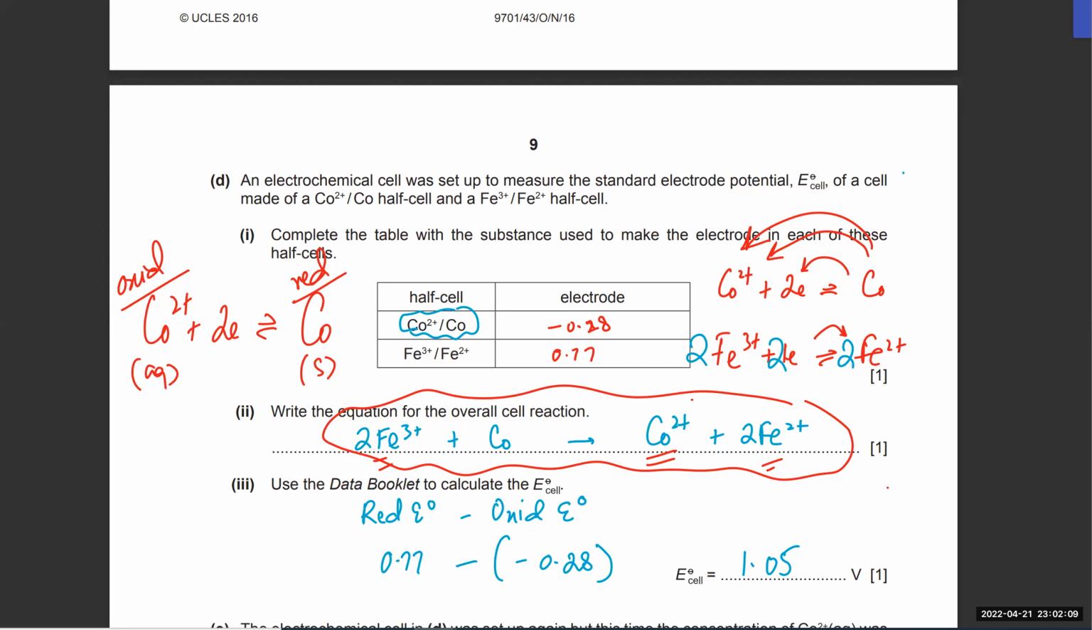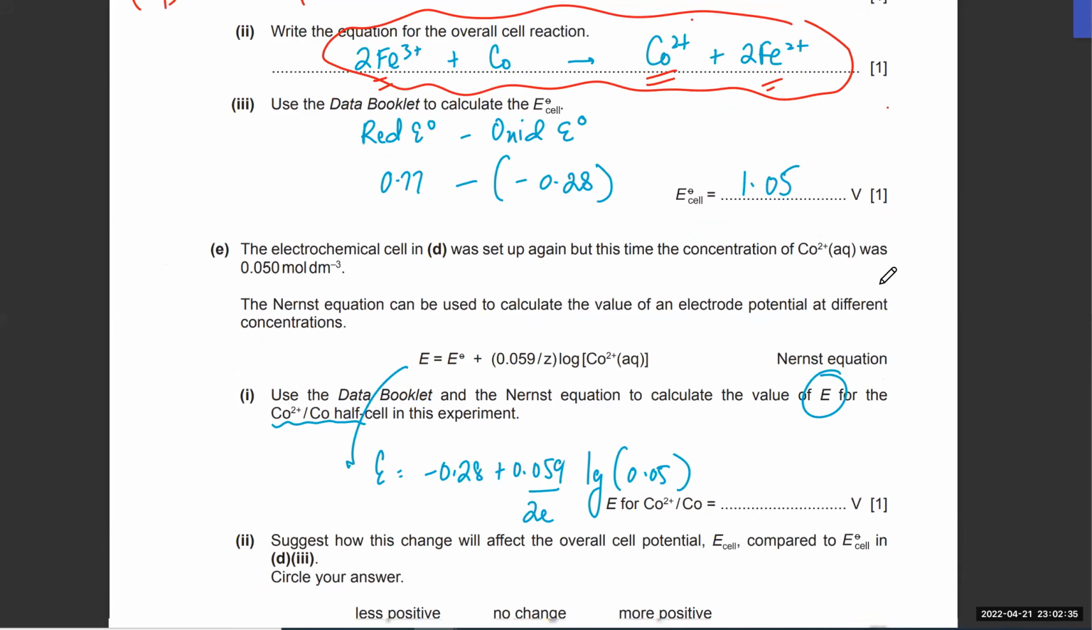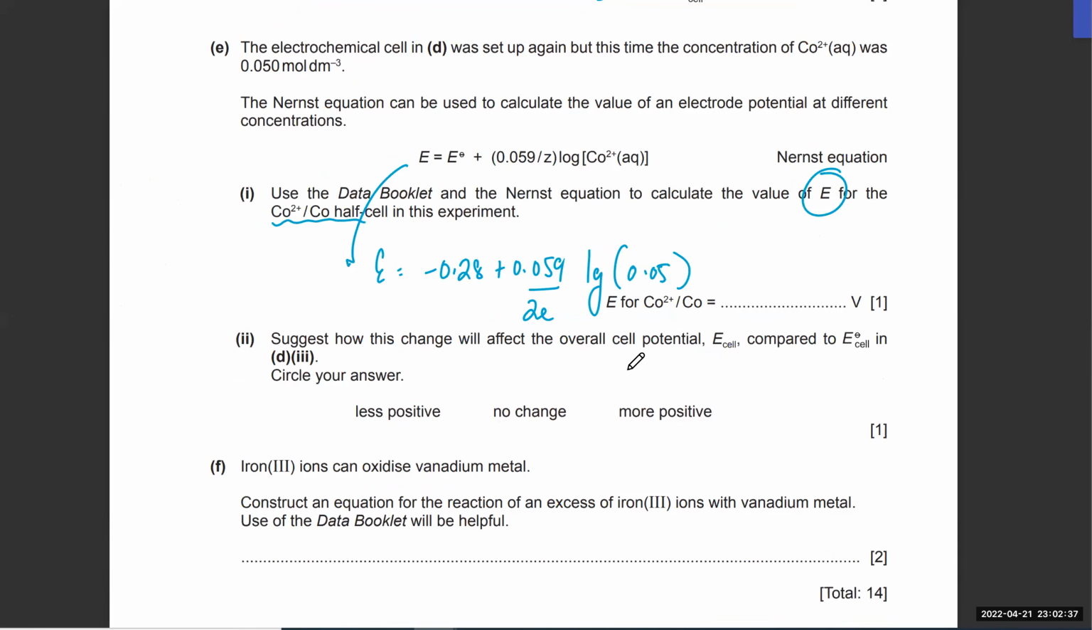As the solution is becoming more positive, but we're not talking about the solution. We're not measuring the potential of the solution, we're measuring the potential of the electrode. So the electrons are accumulating on the electrode. So always remember, if the whole equation shifts to the left side, the potential will become more negative. So it's going to become more negative compared to minus 0.28. Vice versa, if it shifts to the right side, then it's going to become more positive. So in this case, it's going to become more negative, which means less positive.